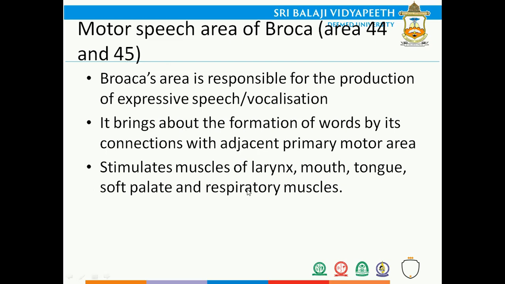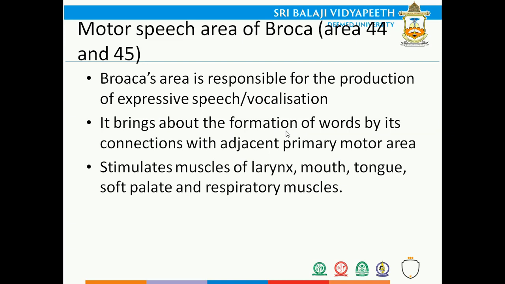So this entire speech area controls not only the movements of the muscles that produce speech, but Broca's area is also connected with the primary motor area, and it is in coordination with the auditory area and visual area. Whenever you see or hear something, you want to express something about it. Say you're hearing a very nice song and you would like to express something about it, or sing the song along with the audio.